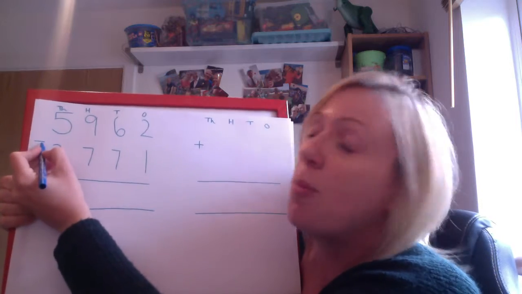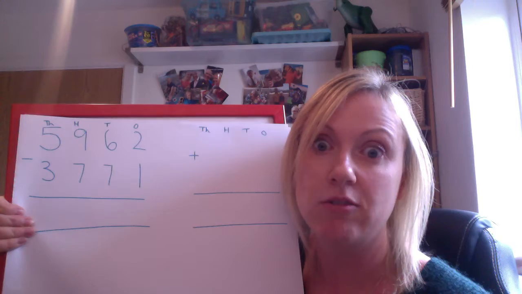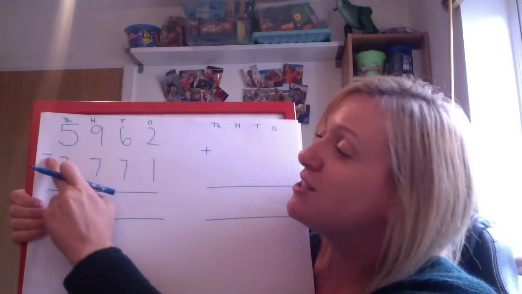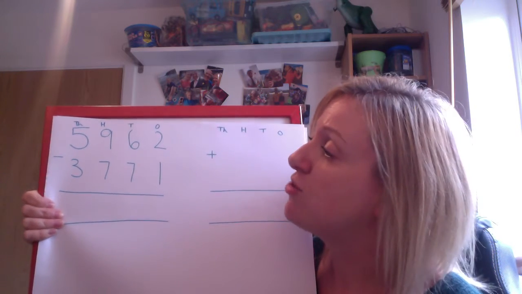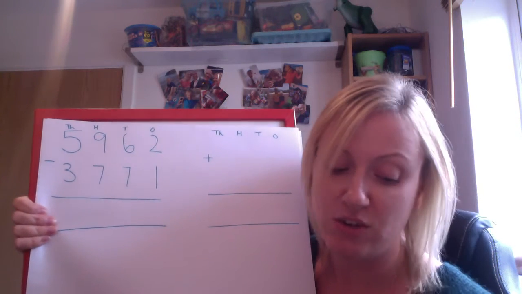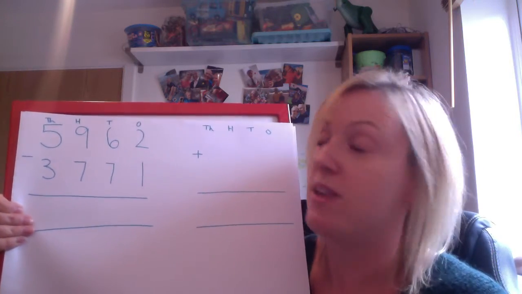I need to read the operation very carefully today that I'm being asked to do, because if I do the wrong operation, I'm going to get the wrong answer. So here I've got a subtraction question. I've got 5,962 subtract 3,771. Okay, so I'm now going to do that question and find out what the answer is.